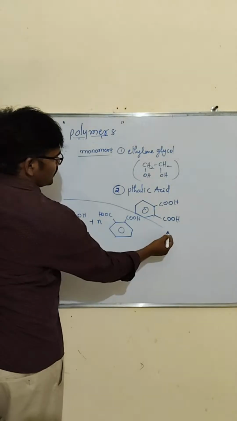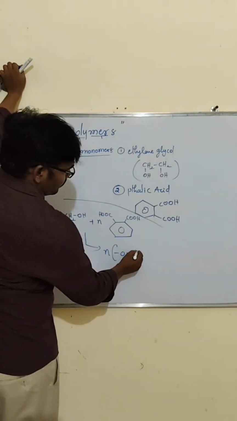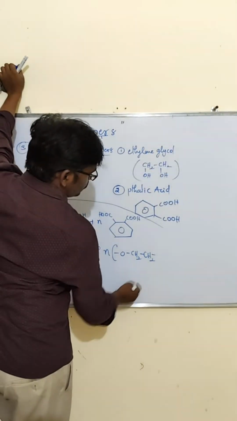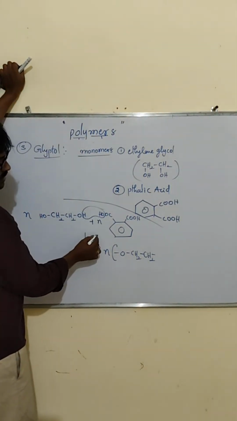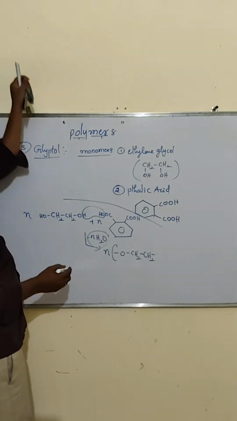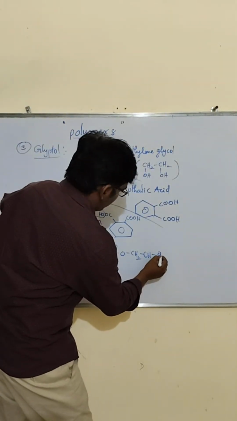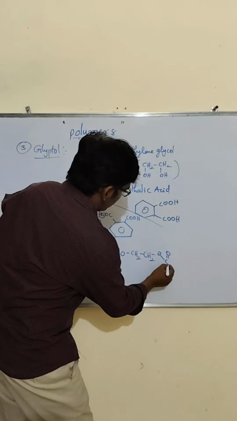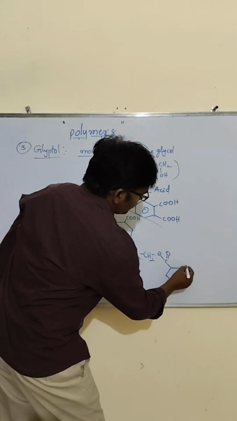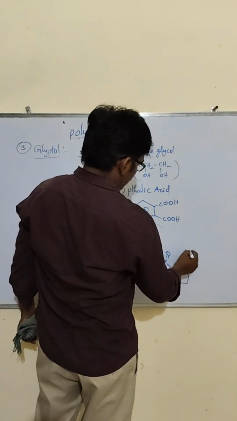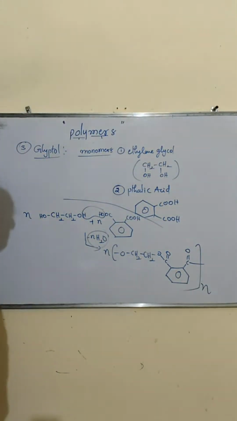When both are connected, n moles of, then bond O, then CH2, then CH2. Look here, so OH and H will be eliminated by the loss of n moles of H2O molecules. Then O bond C double bond O bond, then look at the benzene structure as usual, then C double bond O, like this. So n number of molecules will be formed by this loss.